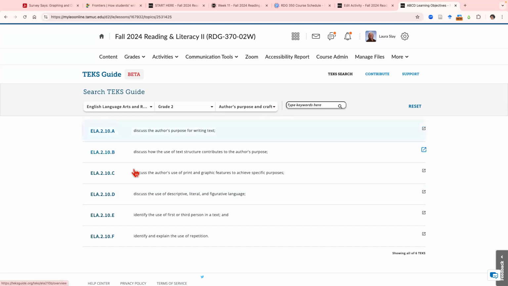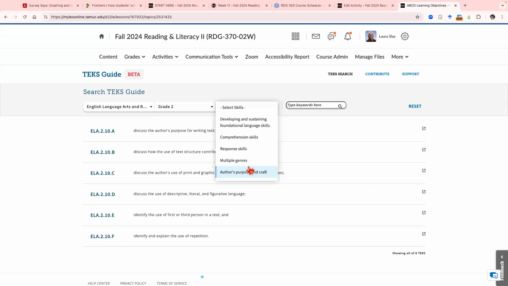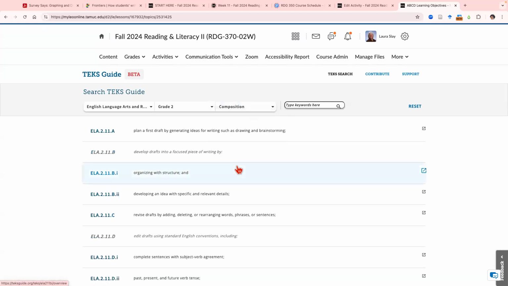We may teach the same learning standard, which is this one over here, for a long period of time. And we often come back to it. So here, let's go down to this one, which is, of course, the classic writing one, because composition is the writing process. So you're developing drafts. You are organizing with a particular structure. You are working on developing an idea with specific and relevant details. You'll see an example of that. For example, you might be teaching past, present, and future verb tenses at second grade. So these are the TEKs for second grade in the three different strands.